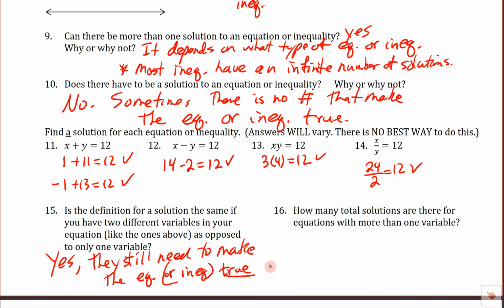Now, if we were to take a look at these examples right here that we did on 11 through 14, how many total solutions are there for the equations with more than one variable? So we got 2 right here, but could we keep going? Could we find a bunch of different numbers that when we add them together they equal 12? Could we use decimals and fractions and all sorts of weird stuff? Well, the answer to that is yeah, there's a ton of ways that we could do this. So there's really an infinite number of solutions, okay?